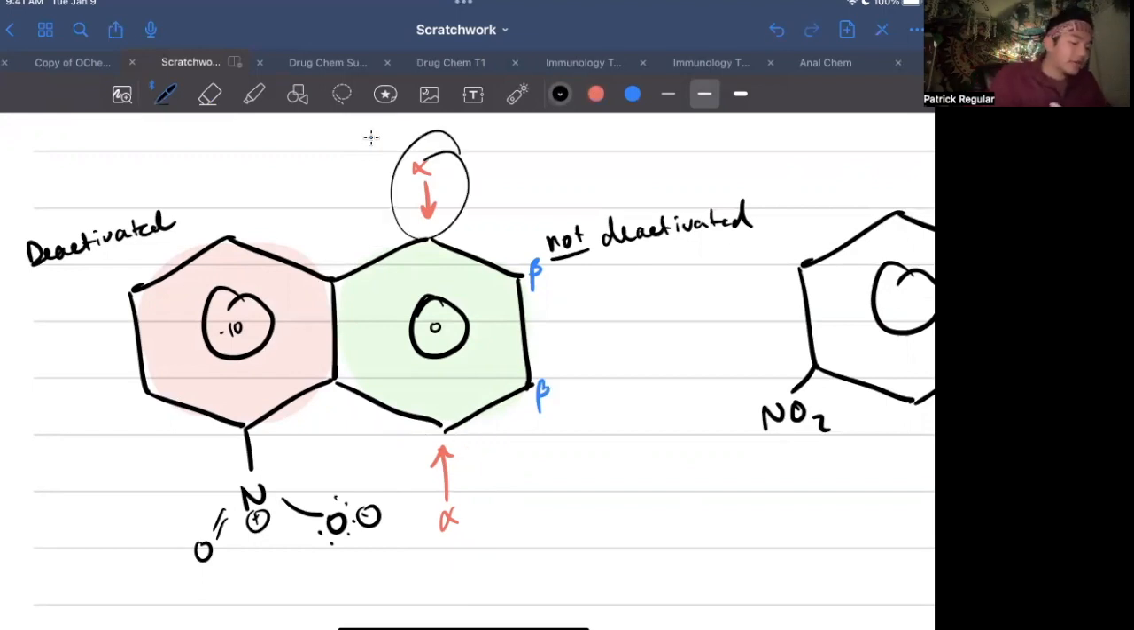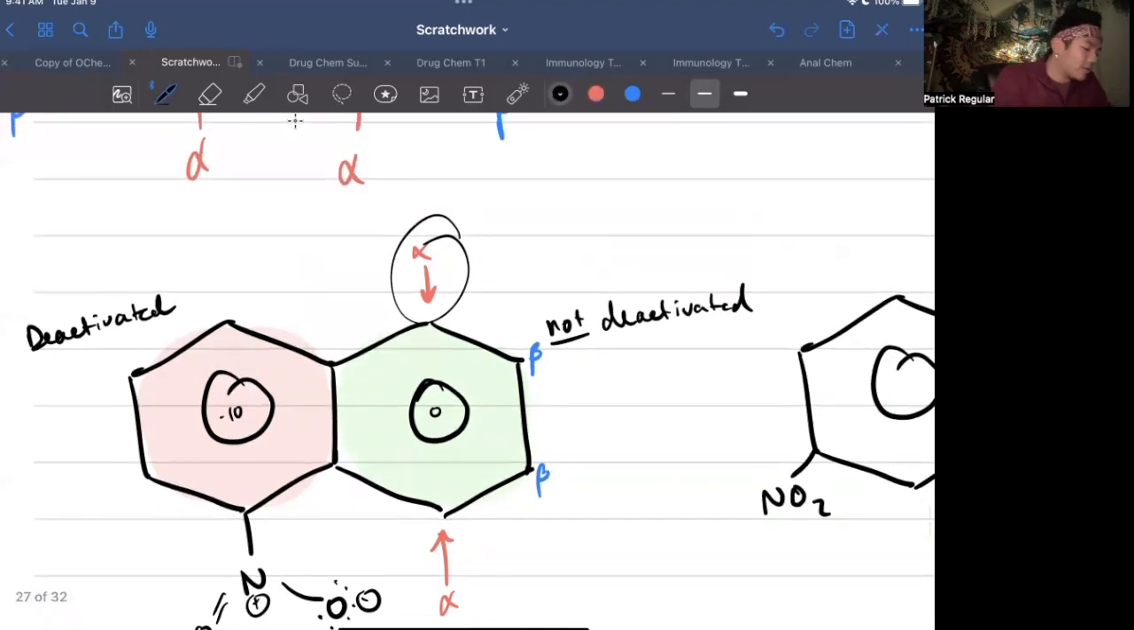Contrastly, if we added something over here, now it's not facing the same direction as NO2, it's facing away. So we'd much rather have an electrophile add here. This spot is favored. There's not as much steric hindrance.